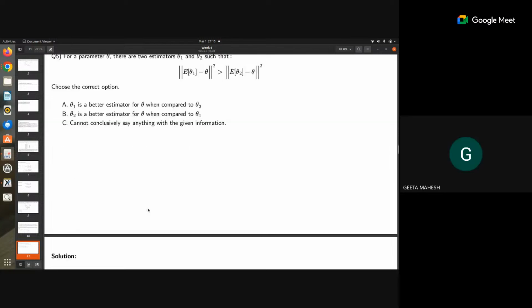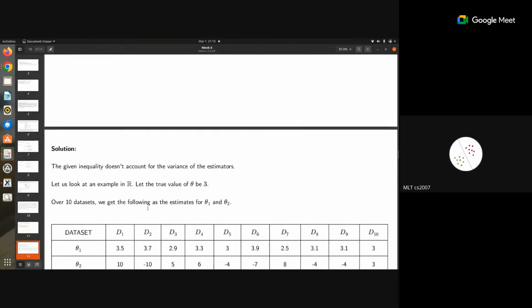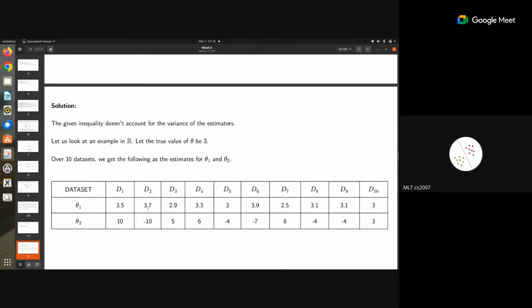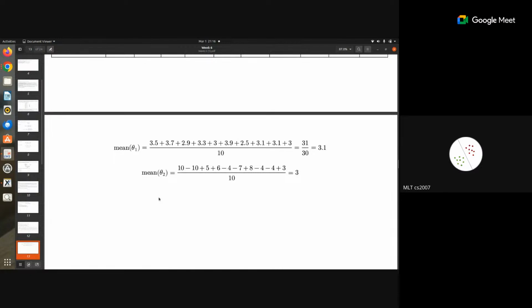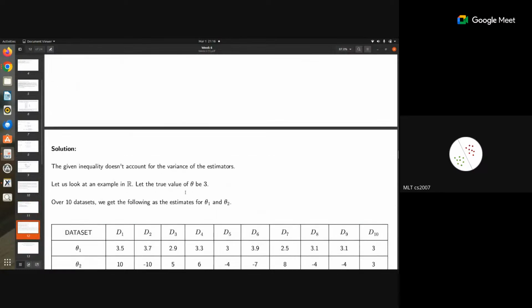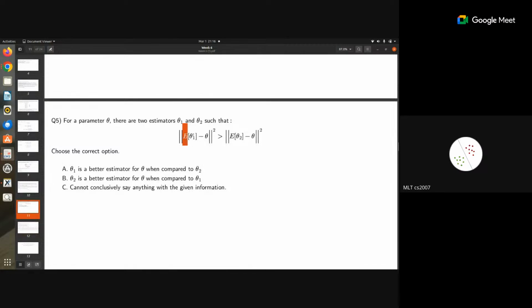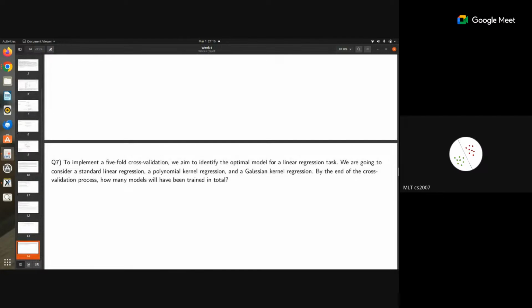Yes, sir. Where is the solution? Is this a solution for it? Okay, I think it is shown through the data set, but fine. It is not required. You can say that theta 2 is a better estimator, right? I don't think this solution is required, but you can understand it. We have seen it previously also. What about this?